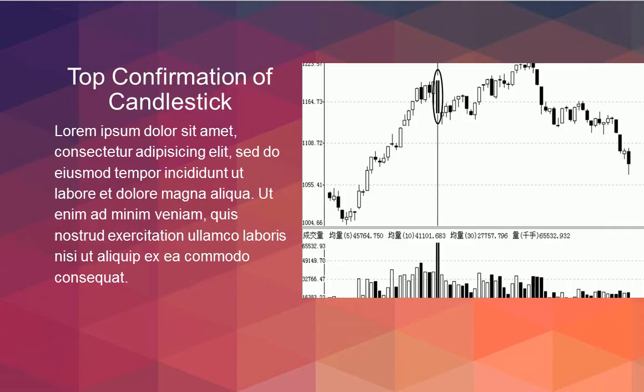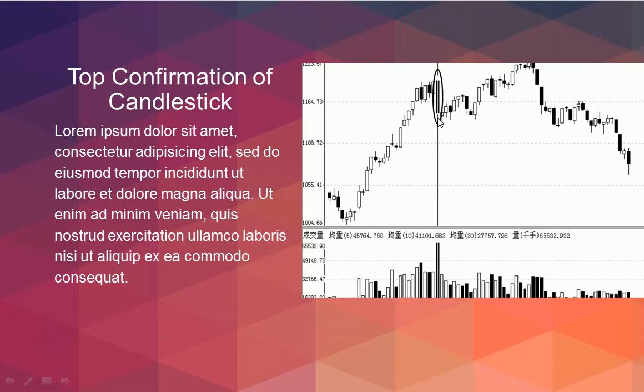The top confirmation of candlestick. This one, no need to care. Then we can see this one. Then the price goes up sharply, right? Then the big bearish candlestick appears on high volume. This is the big volume, okay? Then we can see here, this is the price. So we know that this is the top confirmation, okay?